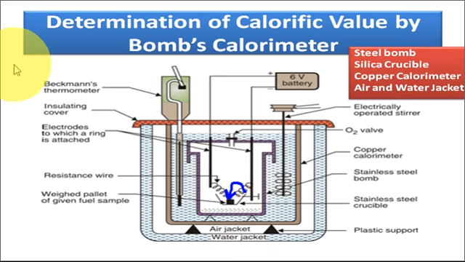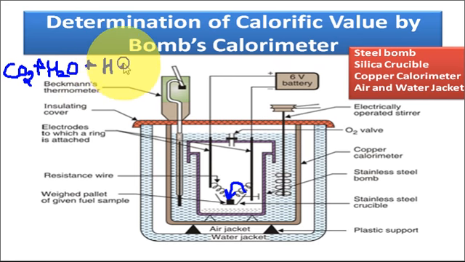Now due to the combustion of fuel, as we discussed in the previous class, the combustion products are formed. The main combustion products are carbon dioxide and water, and with these combustion products, a large amount of heat energy also evolves. Now the heat energy evolved due to the combustion reaction is passed through this steel bomb to the copper calorimeter. This heat energy goes here and the water starts heating. So the temperature of the water starts increasing.